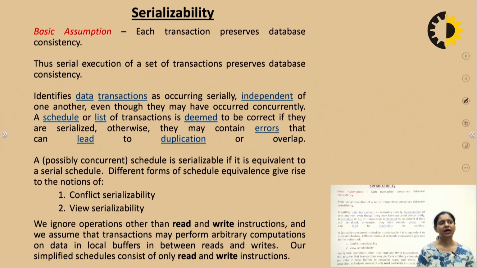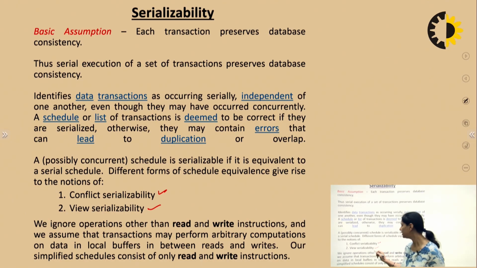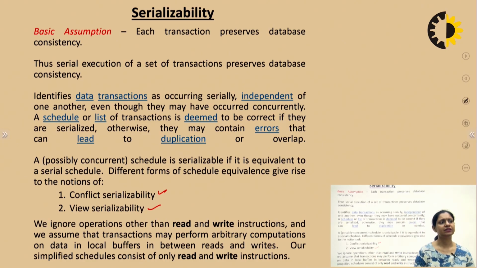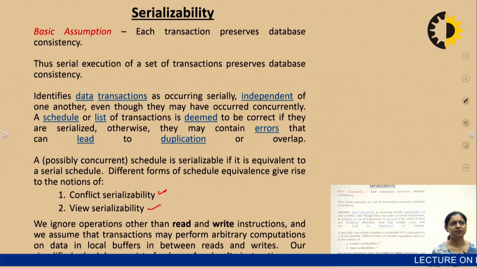So we have different types of schedule equivalence. The first one that we have is conflict serializability, and the other one is view serializability. Whenever we are performing conflict serializability and view serializability operations, we ignore the operations other than the read and write instructions. That means we are only focusing on the read and write operations and ignoring the rest of the operations that are being performed in the transaction.